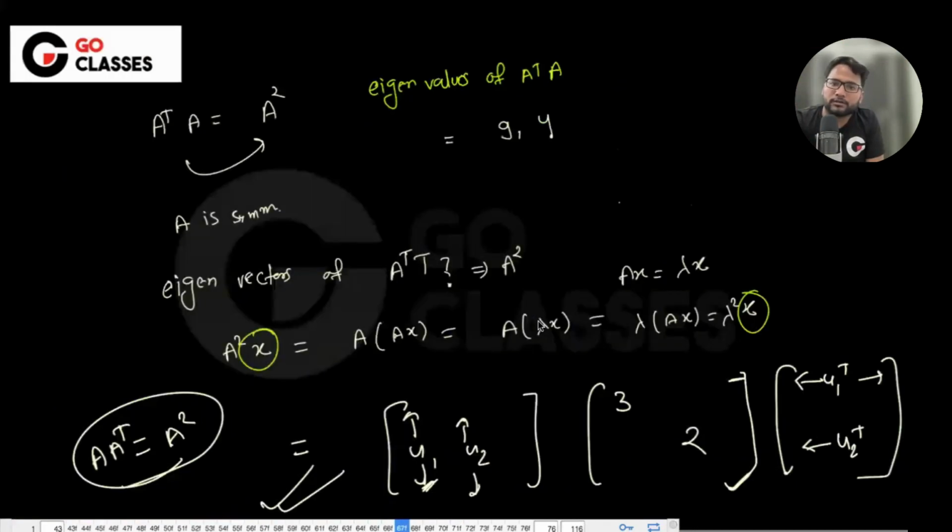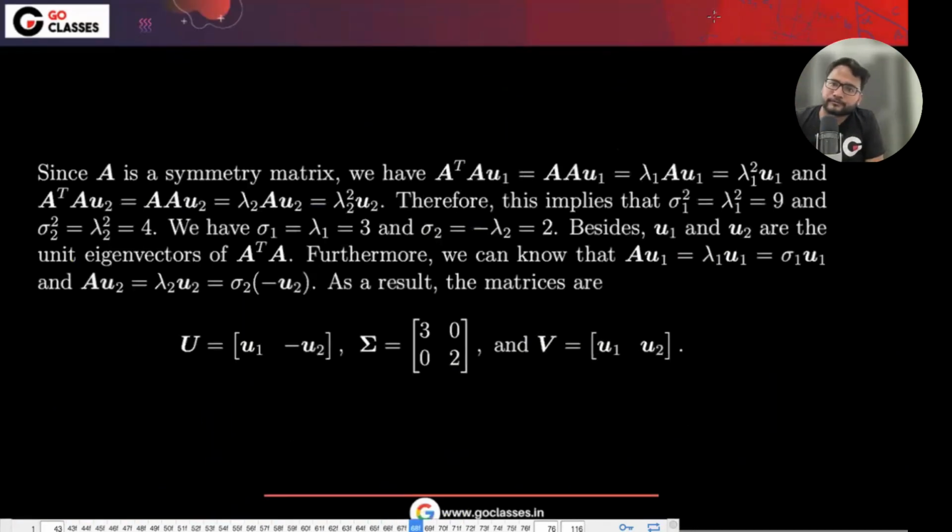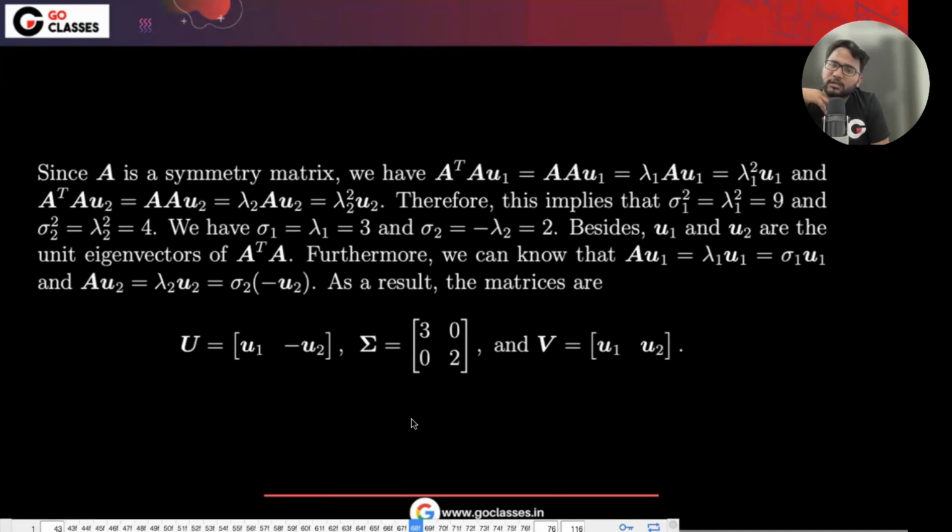I think this was a good question. Let's just check it. Okay, so what they're saying is that it is symmetric, that's fine, and therefore it implies this. Besides, U1 and U2 are the unit vectors. Further, we know that this is the case. Okay, they multiplied a minus in this U2.